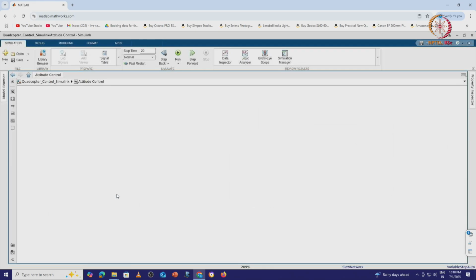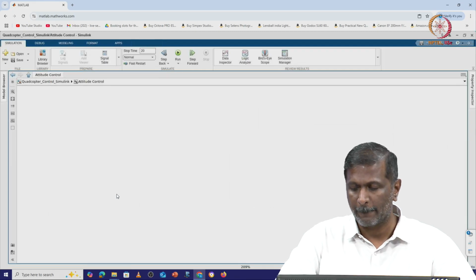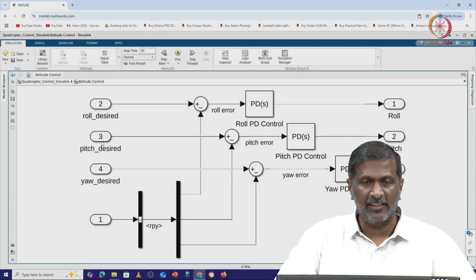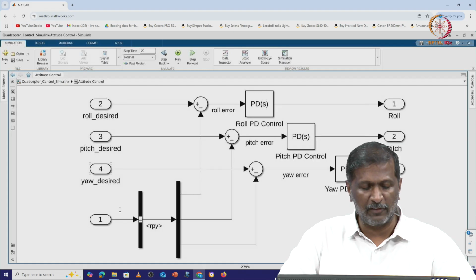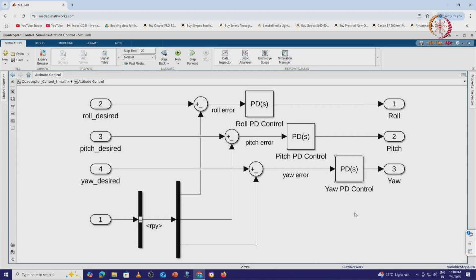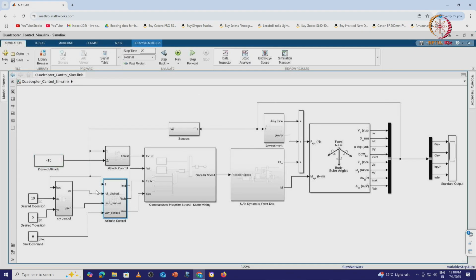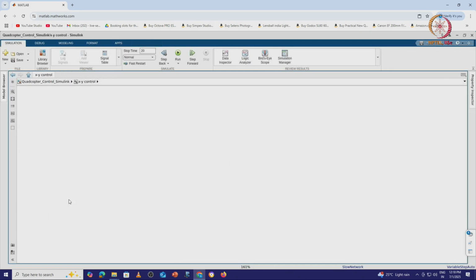If you look at attitude, that is basically a horizontal control. Roll desired, pitch desired, and yaw desired are sent, and this is coming from my Kalman filter, the estimated value. I am passing it on to PD control for roll, pitch also PD control, yaw also PD control. That will give me the roll rate, pitch rate, and yaw rate requirement, so I can pass this to the rate control system. If you look at an XY command, this is a position control system.